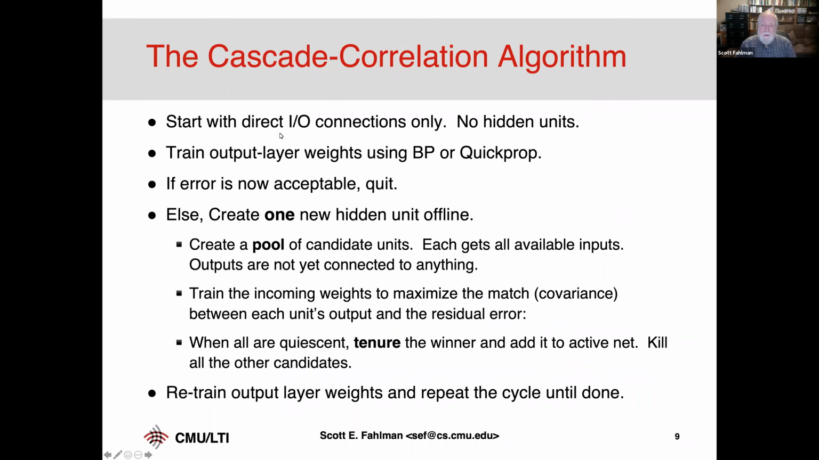To say a little more about the algorithm, you start with direct input-output connections only, no hidden units. You train the output layer weights using backpropagation or quick-prop, or it's just perceptron training. You're just training one layer of weights. There's no backpropagating through the network. There's nothing to backpropagate through at the start. And if the error is acceptable, quit. Declare victory, go home. If not, there's some residual error you still want to get rid of.